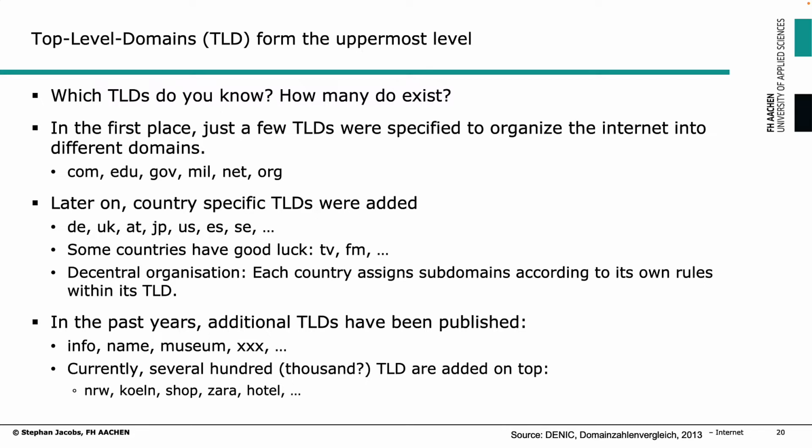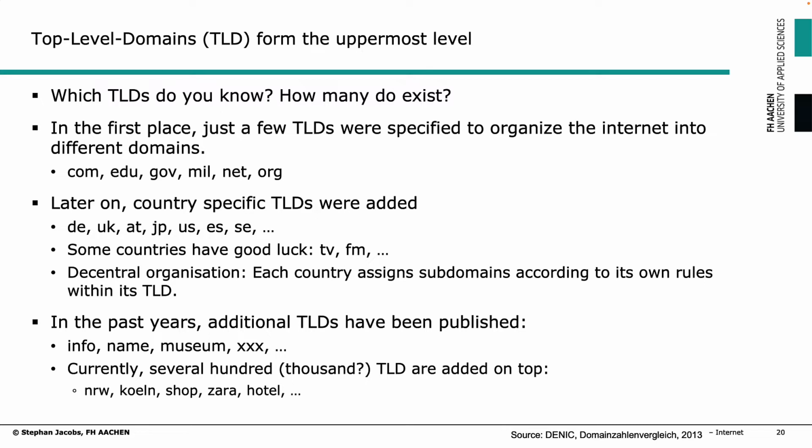It turned out that the management and the assignment of domains within these top-level domains was a little bit tricky if you do it worldwide. So later on, country-specific top-level domains were added. You have DE for Germany, UK for United Kingdom. You have US for United States, however, it's hardly ever used.